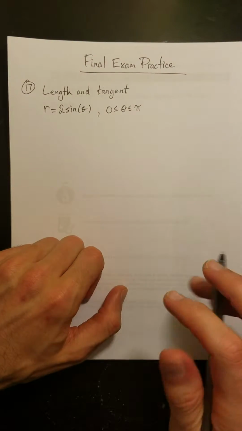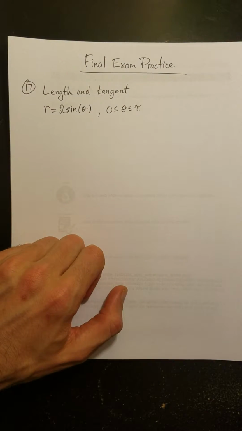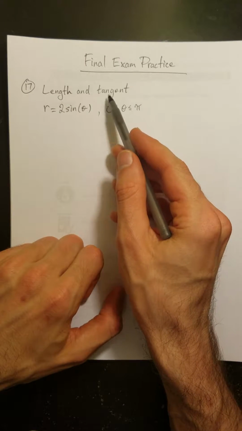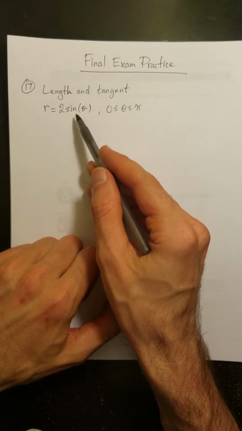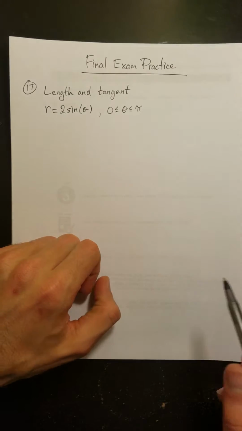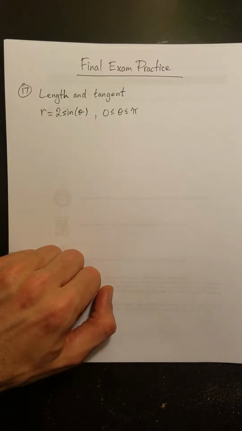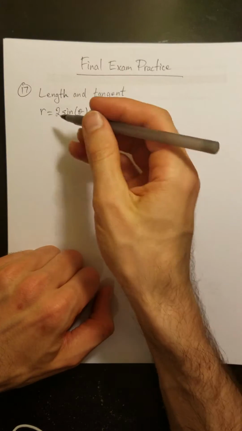Alright, so we're on question 17 of final exam practice, and in this question we want to find the length and the slope of the tangent to the polar curve r equals 2 sine theta for the values of theta between 0 and pi. So to do this, let's first find the length.